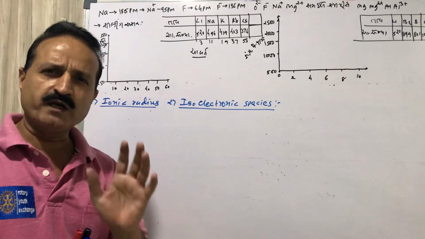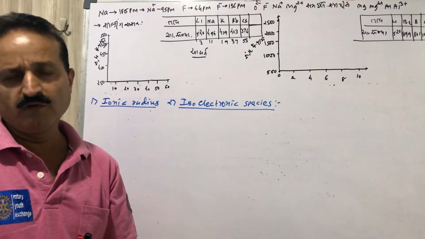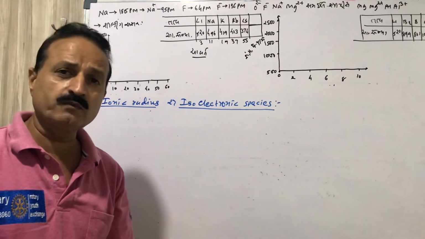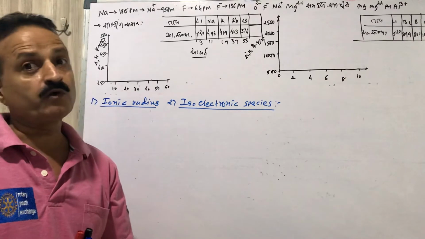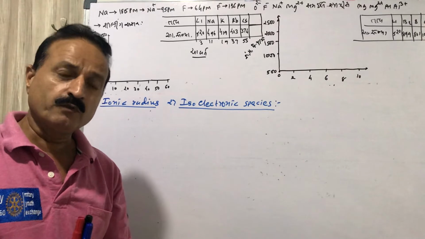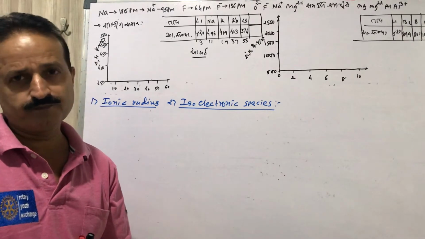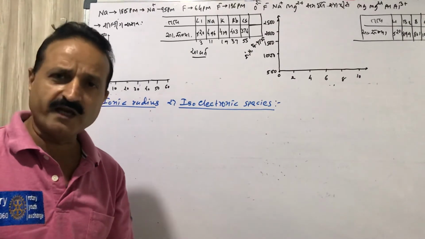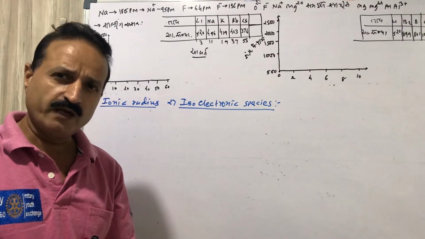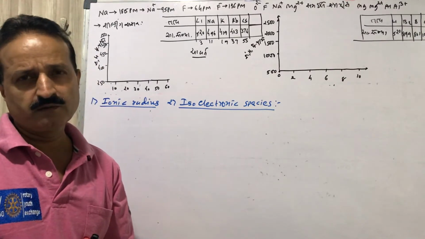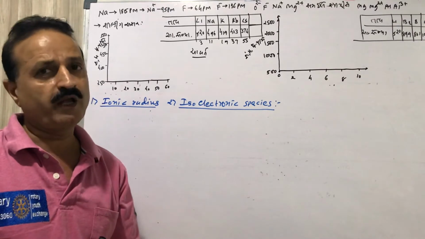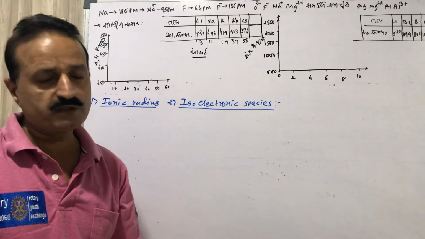Atomic radius is related to a neutral atom, while ionic radius is related to a neutral atom converted into an ion, so that the number of electrons will change. If it is a negative ion, then the number of electrons will increase, and if it is a positive ion, the number of electrons will decrease compared to the neutral atom. Protons will be the same.